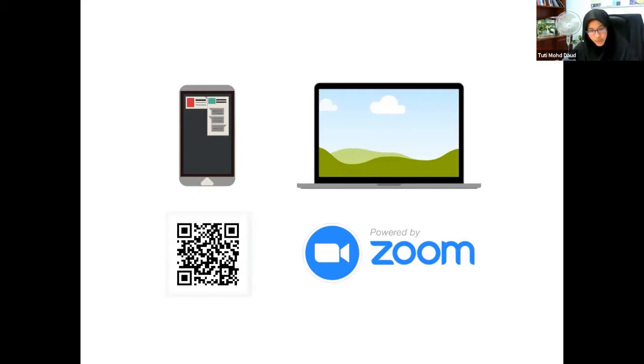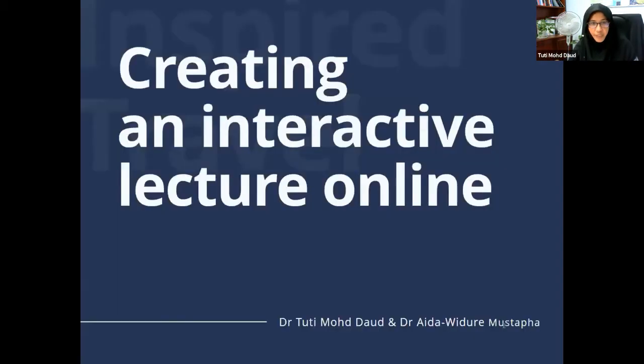So that's the QR code, which during Dr. Aida's session, we will show that QR code again. But if you want to scan the QR code using your handphone, that would be good. Okay, I'll probably give about 3 seconds, but we'll show that again.